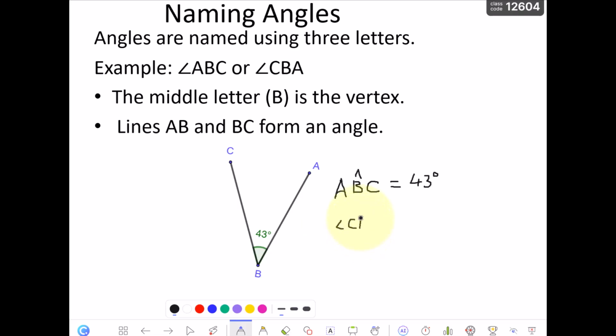Start from C, go to B, then go to A. Anyhow you move, the important thing is you are moving through the vertex. That is the important thing. Sorry, you are putting the vertex at the middle. Start from any letter, C, B, A. Let the vertex be at the middle. That's how we name angle. It's very, very important. So finally, that is the end of lesson today.